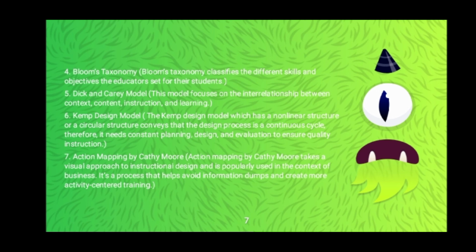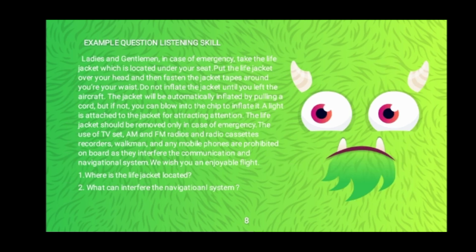7. Action mapping by Cathy Moore. Action mapping by Cathy Moore takes a visual approach to instructional design and is popularly used in the context of business. It's a process that helps avoid information dumps and create more activity-centered training.